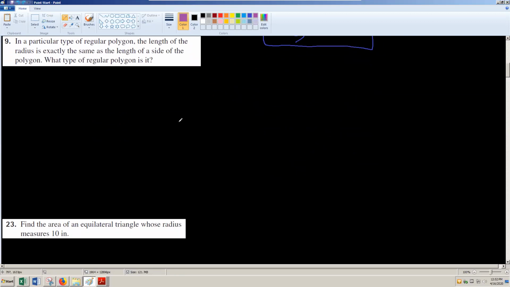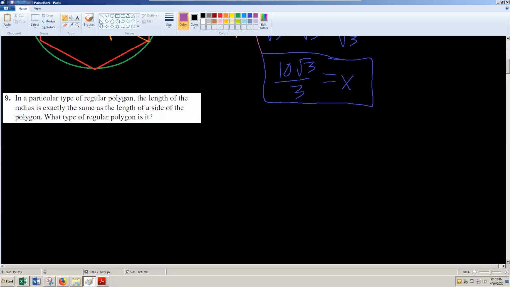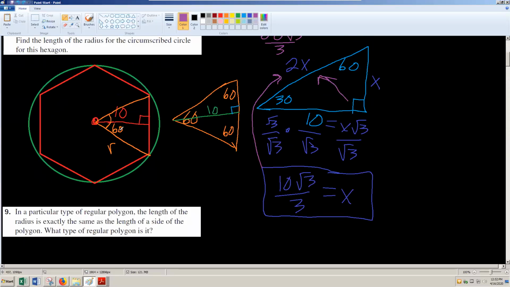Let's look at number 9. So in a particular type of regular polygon, so it's not telling us how many sides, the length of the radius is exactly the same as the length of a side of the polygon. What type of regular polygon is it? So just having done number 7 here, I want to think about this for a second. Let's zoom up a little bit to what we were just doing, which is number 7. So this question asks, a particular type of regular polygon. Is it an equilateral triangle? Is it a square? Is it maybe a hexagon? Is it a pentagon, right?